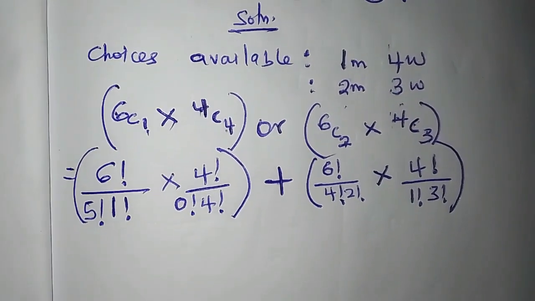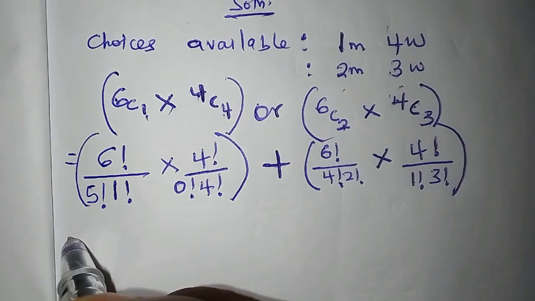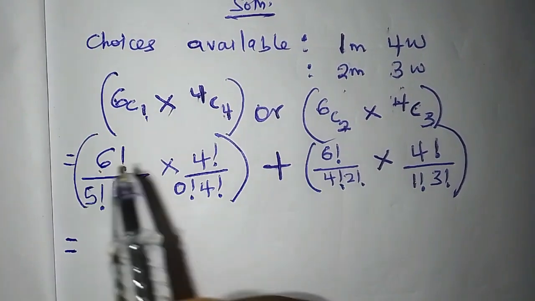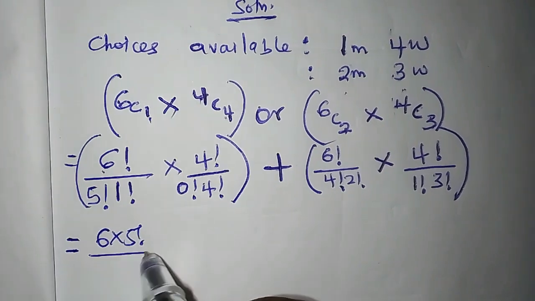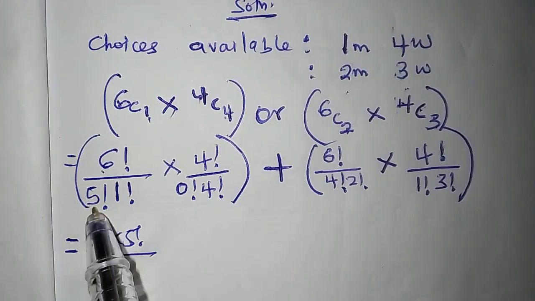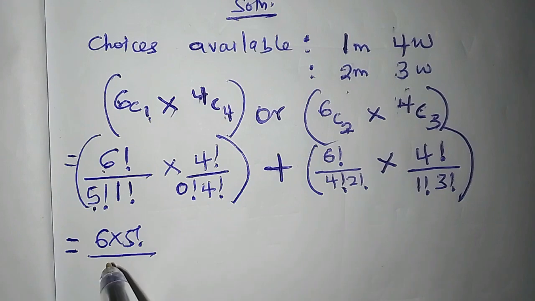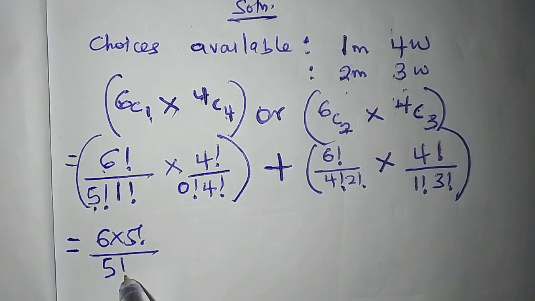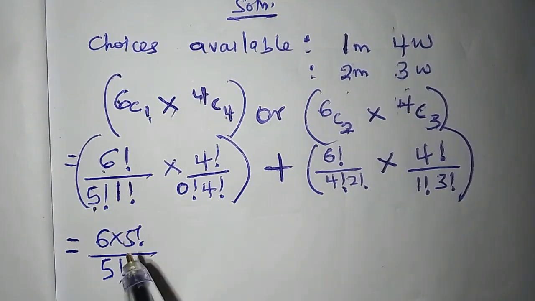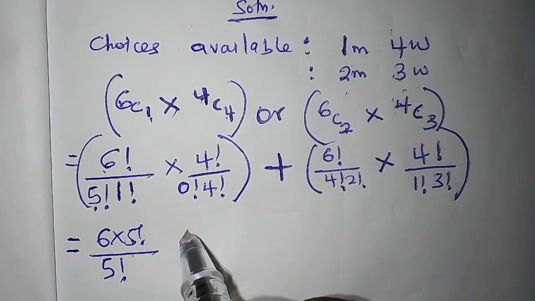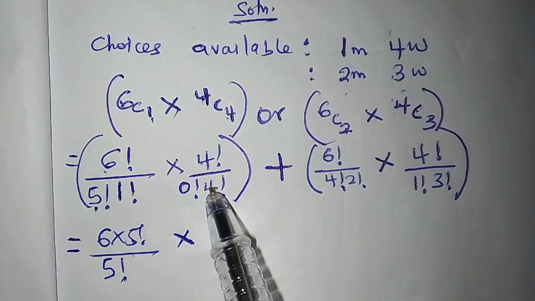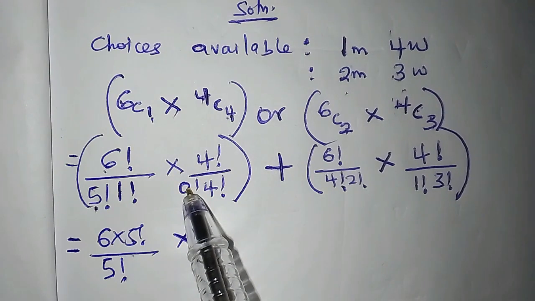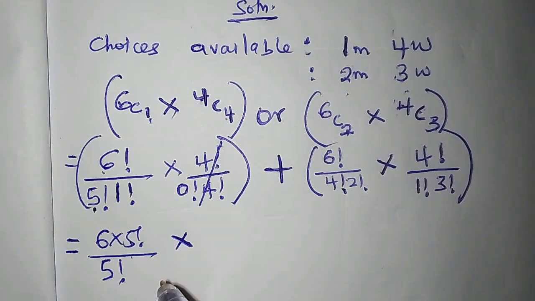So let's evaluate this and see what it gives. Okay, now 6 factorial is 6 times 5 factorial. I am stopping at 5 factorial because I can see 5 factorial at the denominator. Okay, all over 5 factorial. 1 factorial is 1, so no need to put that down. Times 4 factorial, we cancel 4 factorial. 0 factorial is 1. So everything here is actually 1.